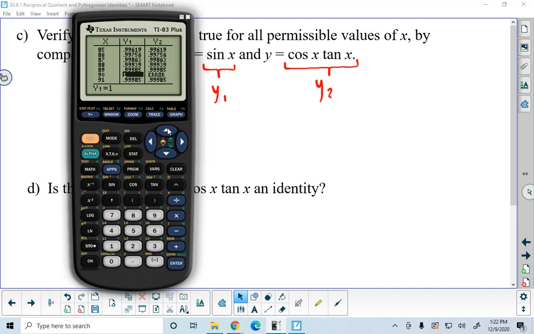I would like to show something to you, though. Let's graph it. So I'm going to go zoom trig. Okay.